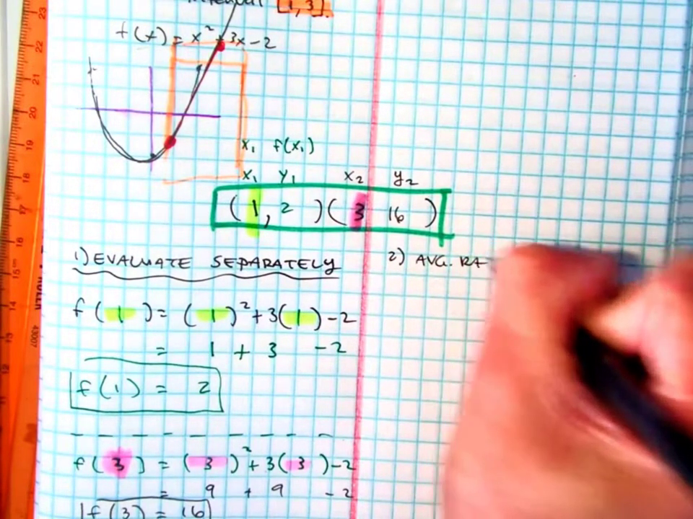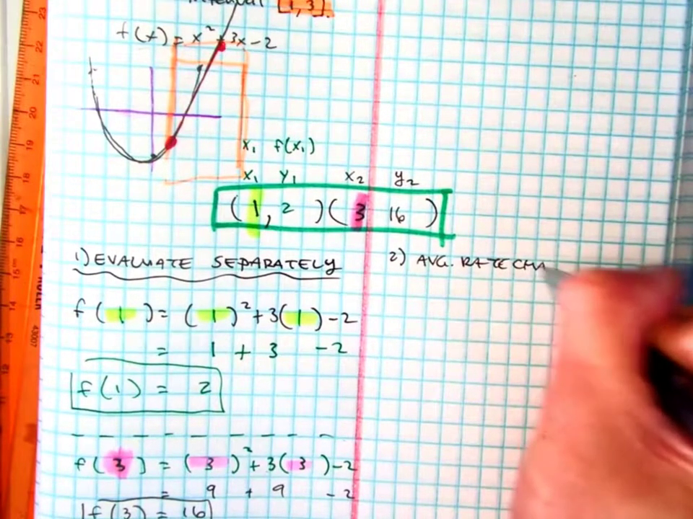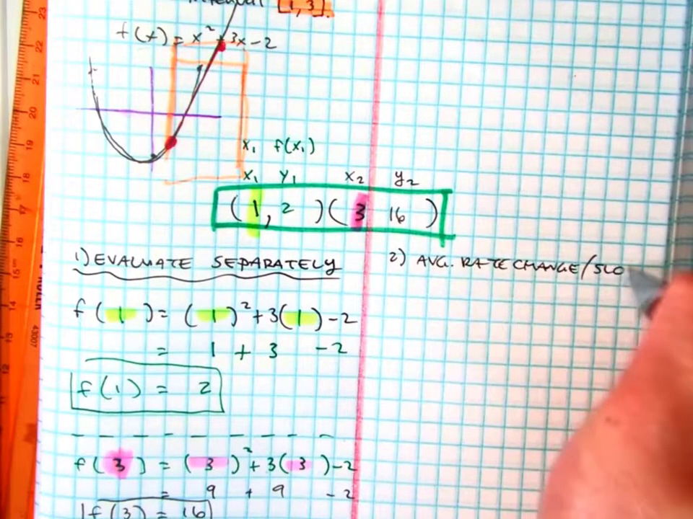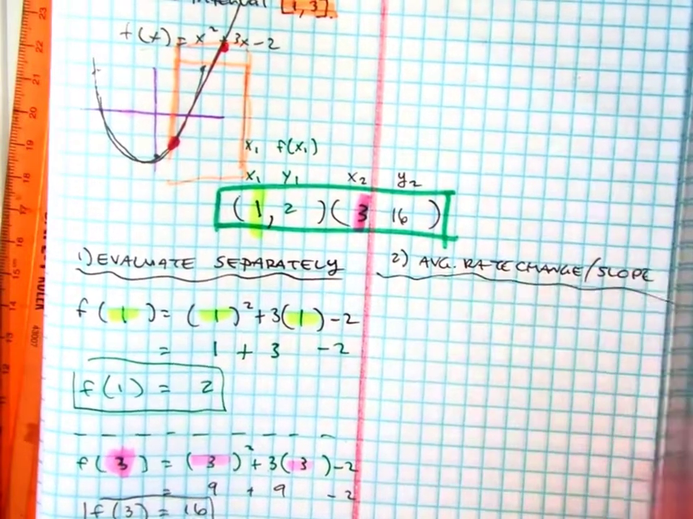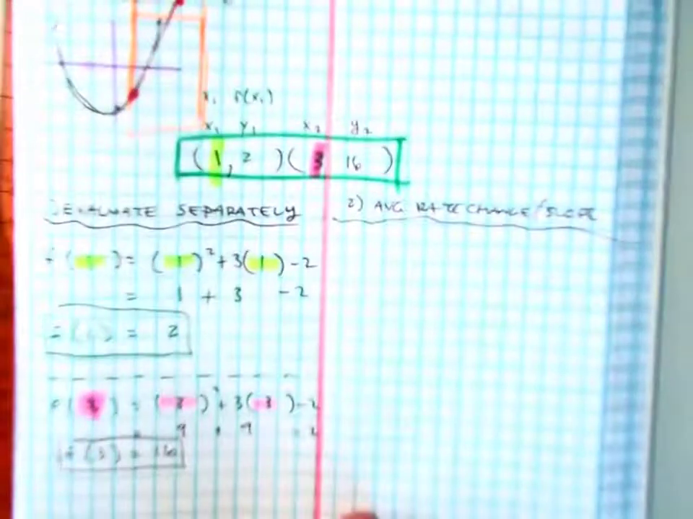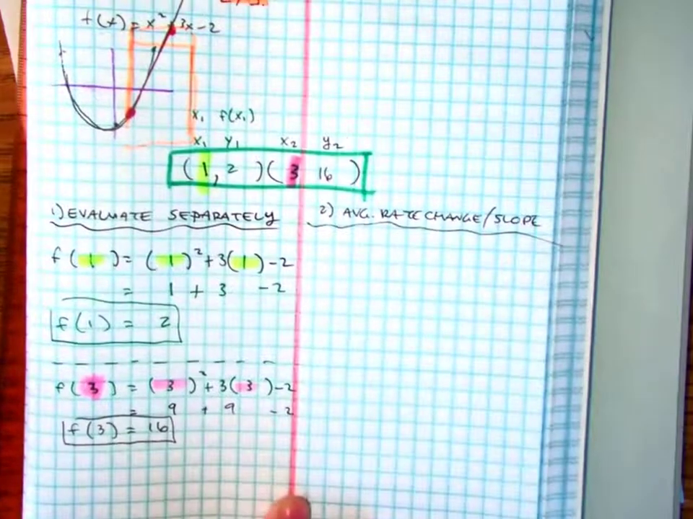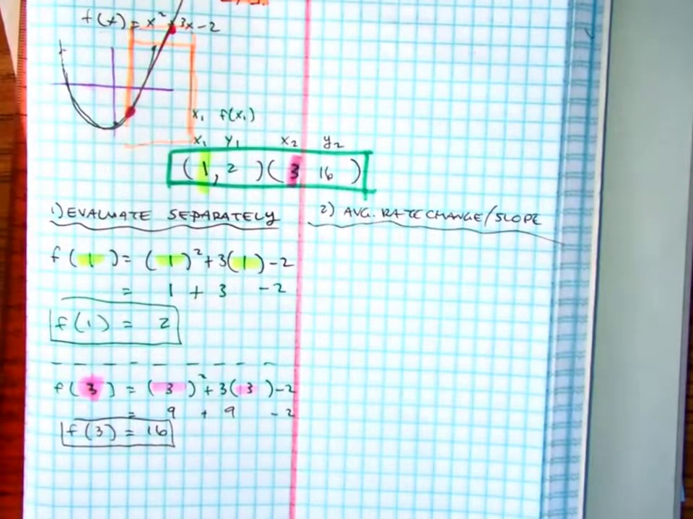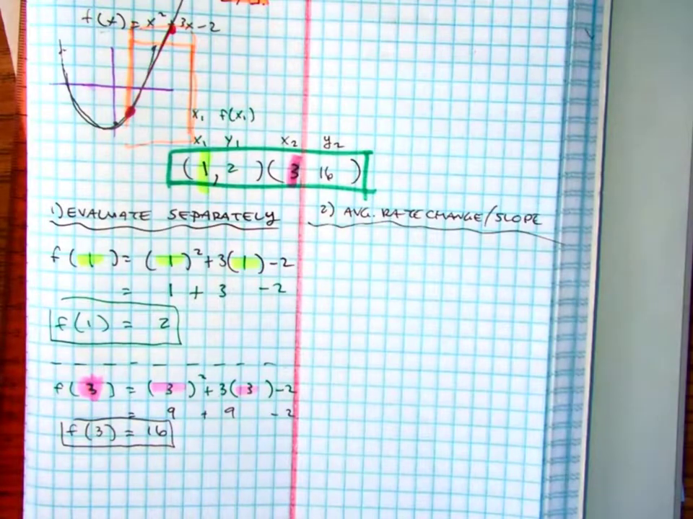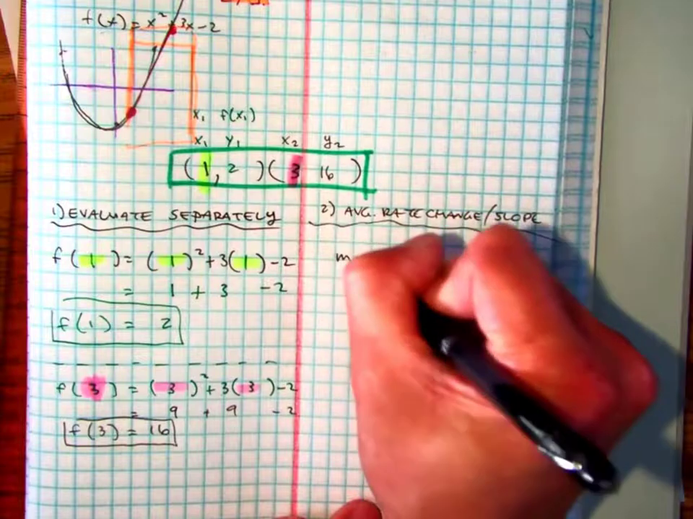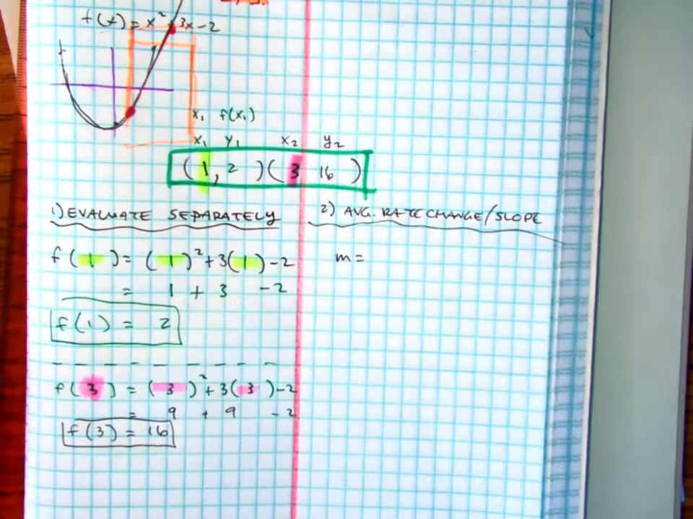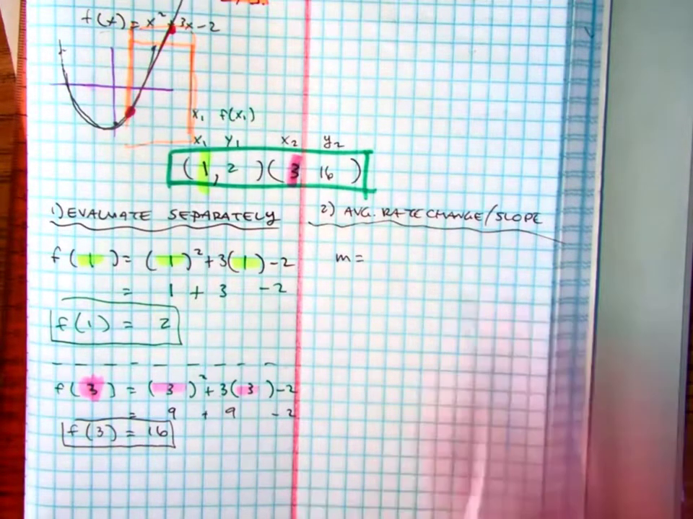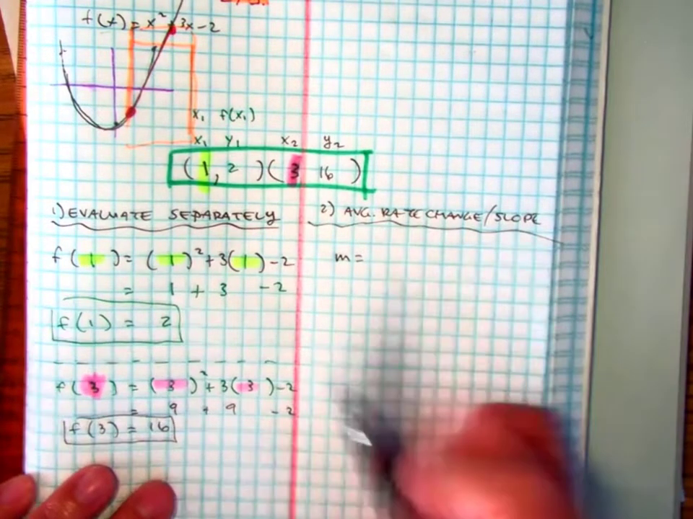Class, what's another word for average rate of change? Basically just finding your slope. The fancy word here is you're finding a secant. Partner A, tell partner B, what's the formula for slope or average rate of change? Elvis, tell us a formula for slope or average rate of change.